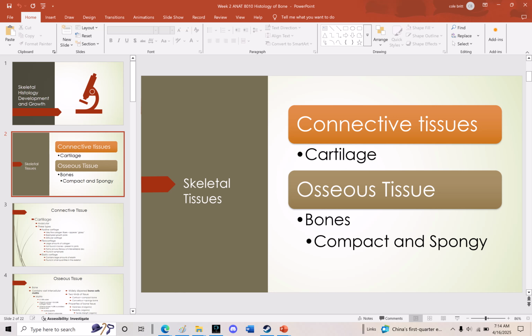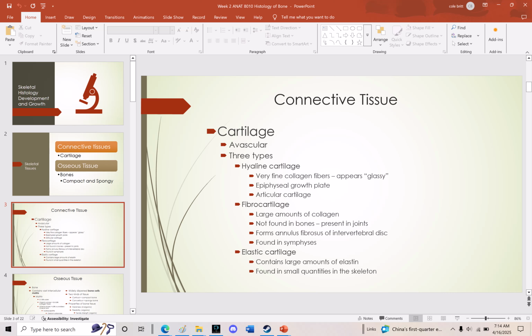Now, cartilage itself is typically avascular. If something's avascular, what does that mean? No blood. There's no blood supply. And that's one of the reasons when cartilage becomes damaged, it can become such a long-term problem, because it doesn't have a very good heal rate. So it takes a long time for cartilage to heal if it does at all.